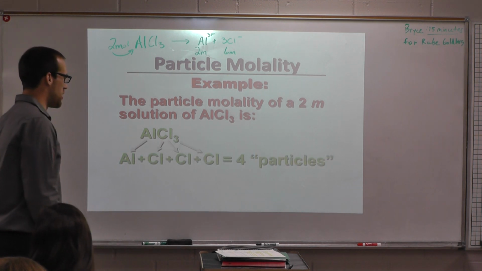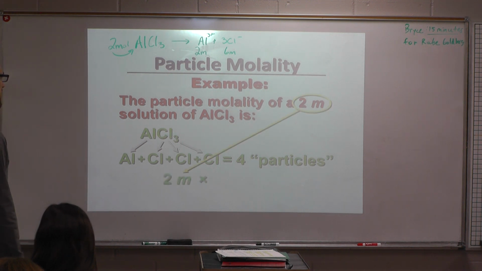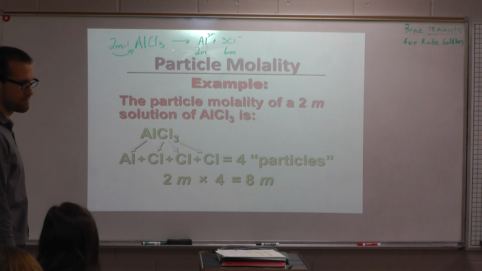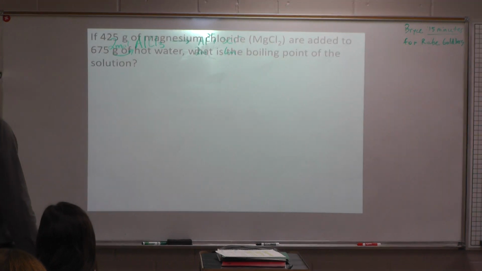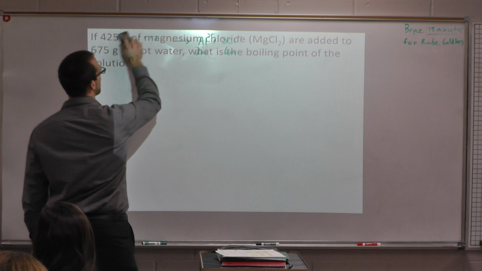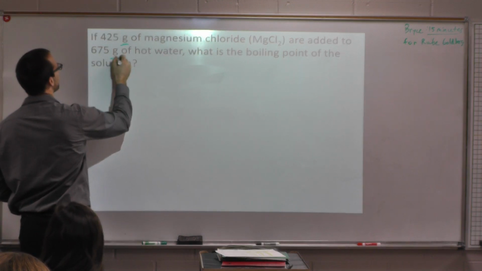So that's just showing you that you got 4 particles, and this is why you would take your 4 and multiply it by your initial molality. Okay, when do you do this? Ionic. Okay. So let's do an ionic one. Of course they would do it this way. Look at what they gave us.